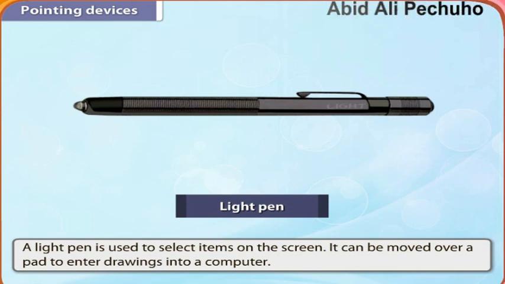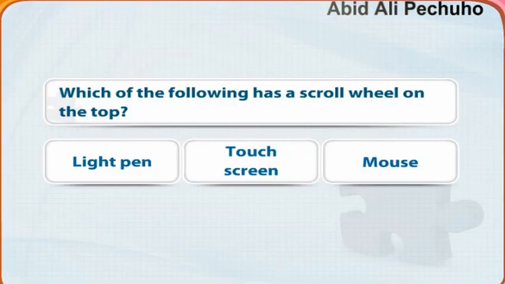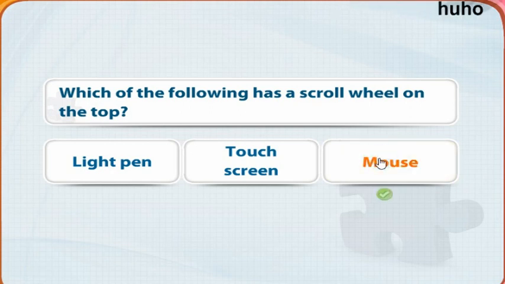Before proceeding, try to answer this question. Which of the following has a scroll wheel on the top? Click the correct option. That's right. The mouse has a scroll wheel on the top.